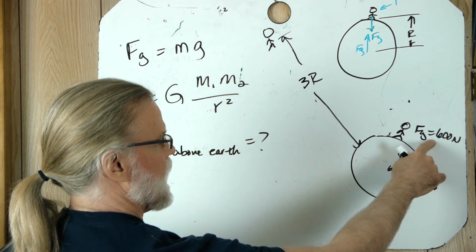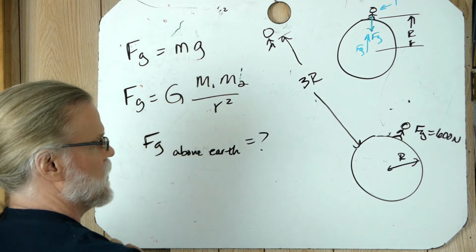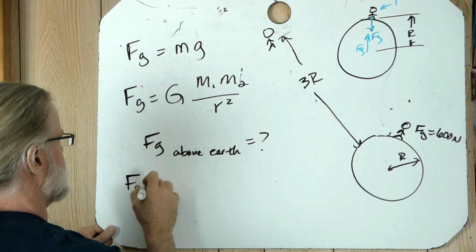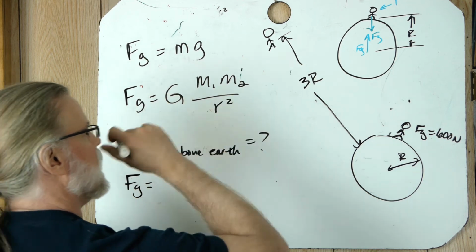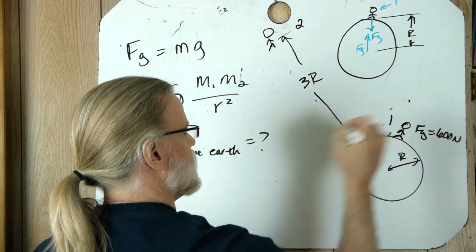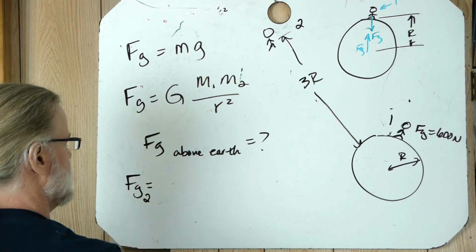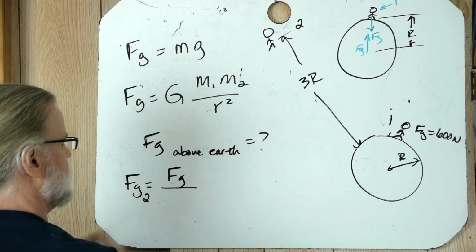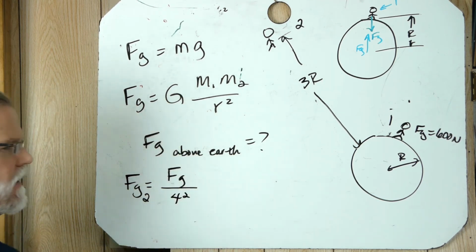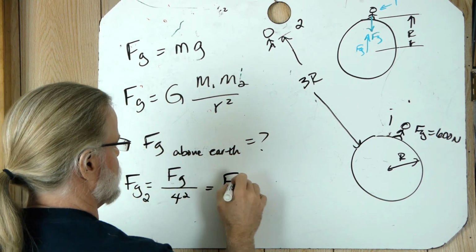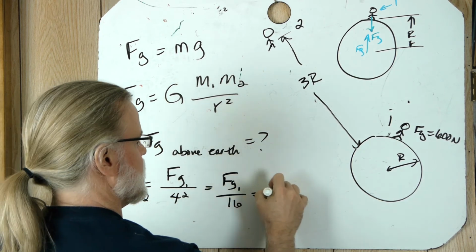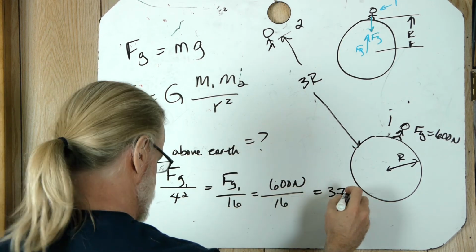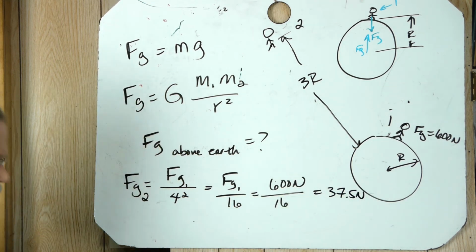They are 4 times farther away than they were originally. So the force of gravity on the person, since it's an inverse square relationship, will be 1/4 squared, or 1/16. Let's call this position 2, and this position 1. So the force of gravity at 2 equals the force of gravity at 1 divided by 4 squared, which is 600 newtons divided by 16. That's going to be 37.5 newtons.